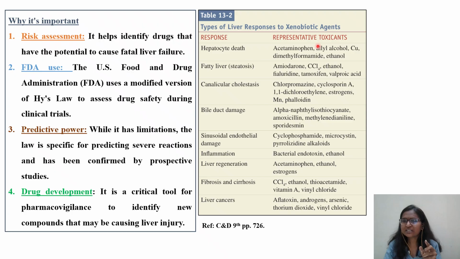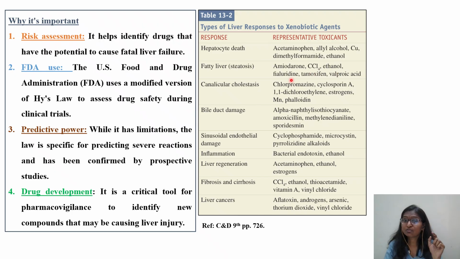So what are the representative toxic agents? In the exam they will give you examples only. You need to identify what kind of damage it is causing. So here: acetaminophen, allyl alcohol, metals like copper, dimethylformamide solvent, ethanol is also a solvent. These organic solvents are causing hepatocyte death, complete death. Next one, amiodarone, CCl4, carbon tetrachloride, which is also an example for your synergistic effect.